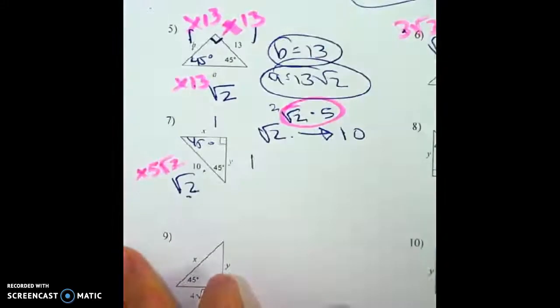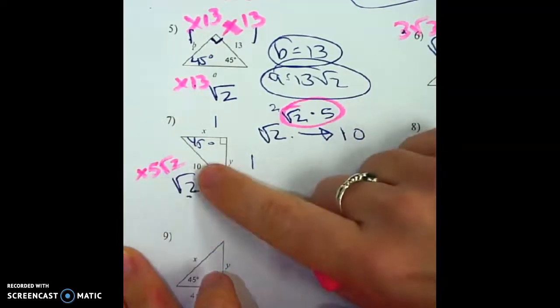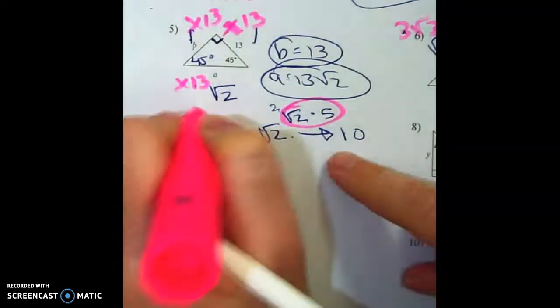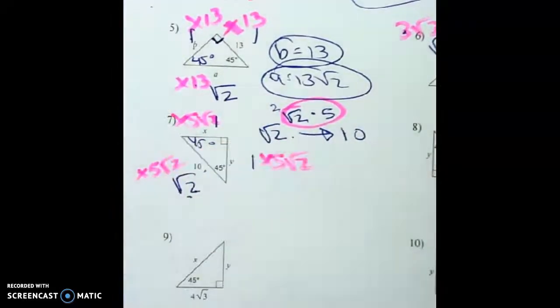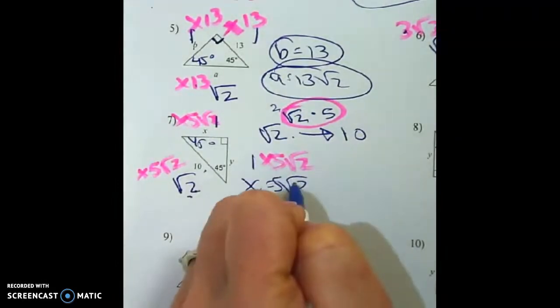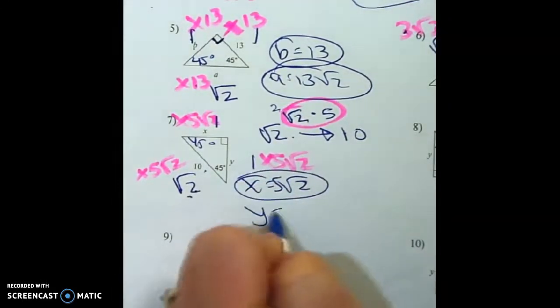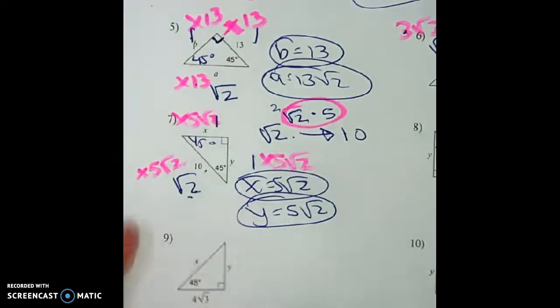Let me show you it again. Because the square root of 2 times the square root of 2 is 2, times 5 is 10. So that means this is times 5 square root 2, and this is times 5 square root 2. Therefore, x equals 5 rad 2, and y equals 5 rad 2. We'll practice it more, don't worry, but that is difficult, that's why it's number 7.